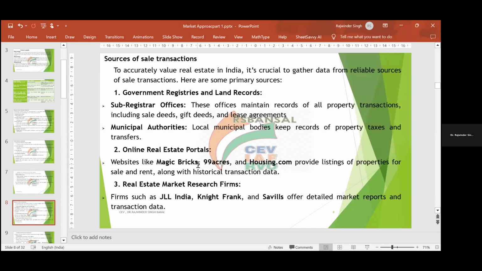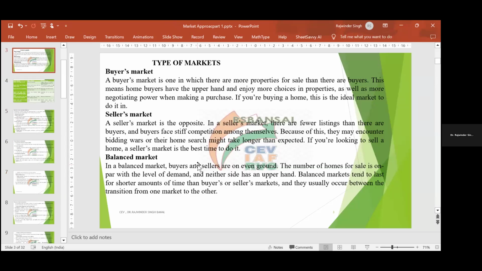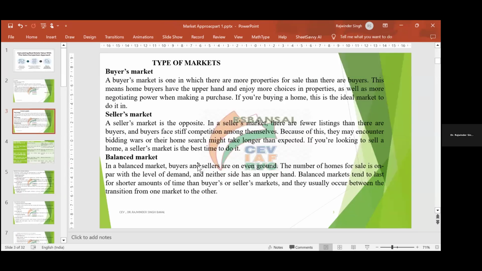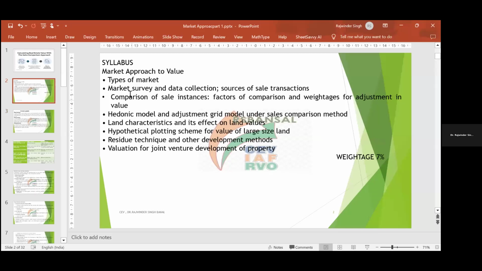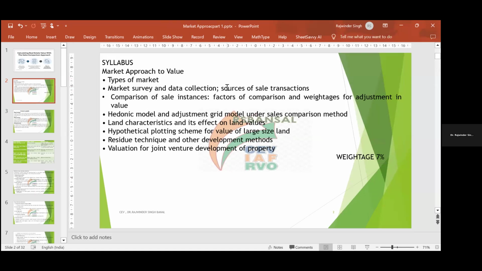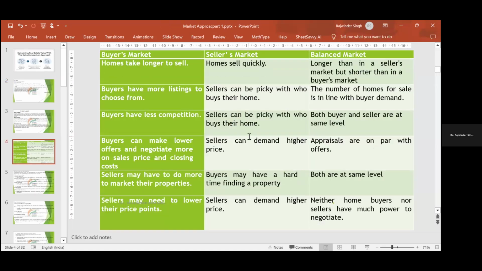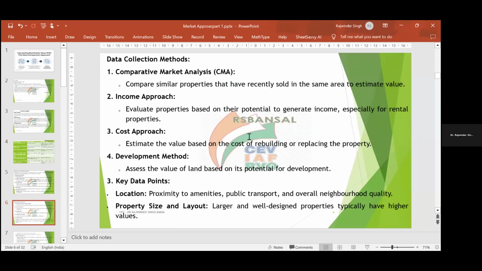So we are concentrating on the syllabus part only. There is some change in the syllabus, so we are doing as per syllabus. Next in your syllabus is sources of sale transaction. So what are the sources of sale transaction?